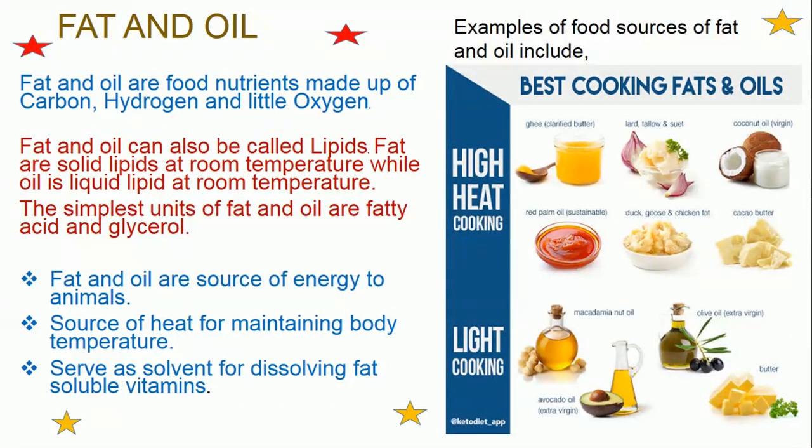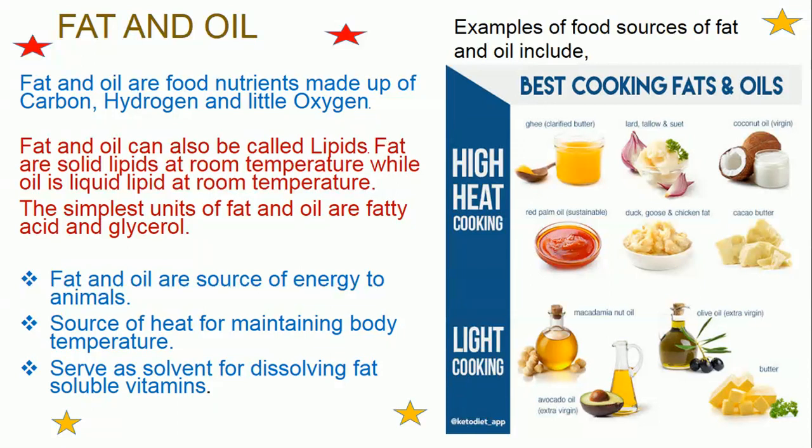Let's talk about fat and oil. Fat and oil are food nutrients made up of carbon, hydrogen, and a little amount of oxygen. Fat and oil can also be called lipids. Now, fats are solid lipids at room temperature, while oil is liquid lipid at room temperature. So, the simplest units of fat and oil are fatty acid and glycerol. That means when fat and oil get digested, they become fatty acid and glycerol.